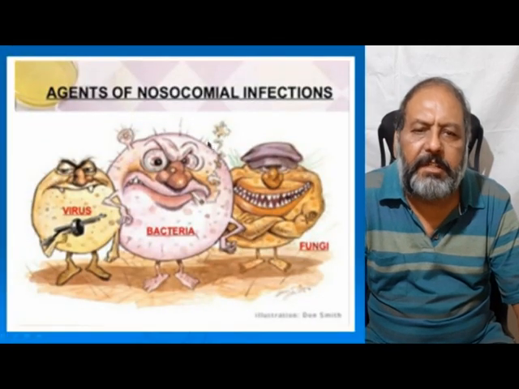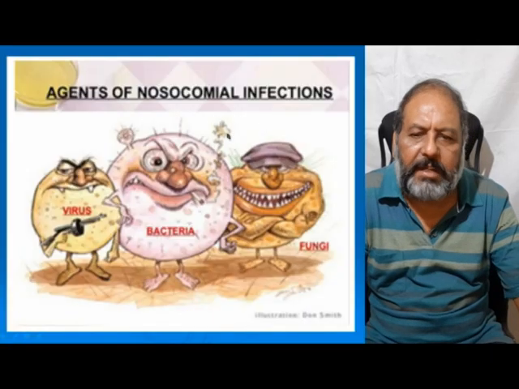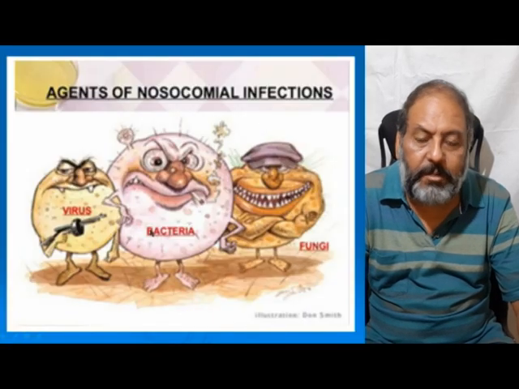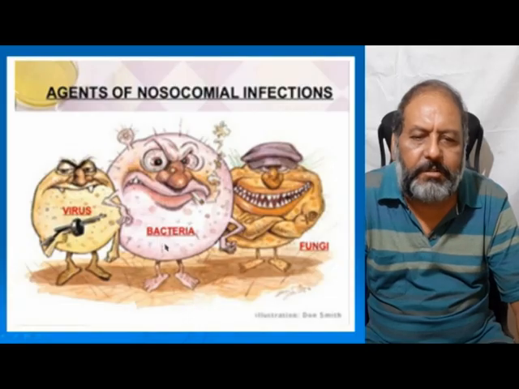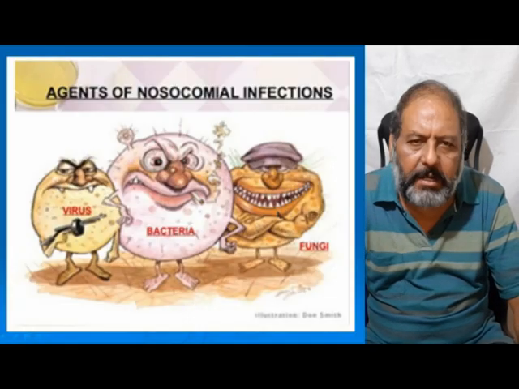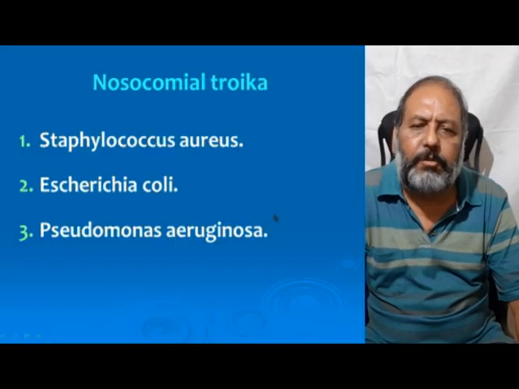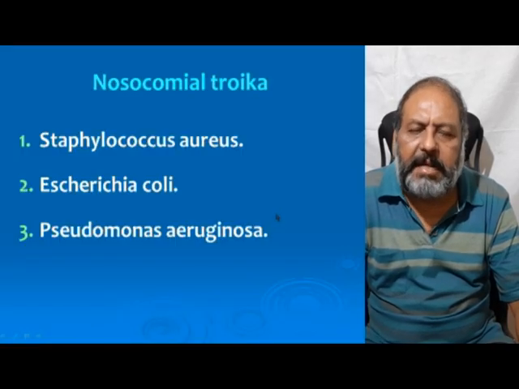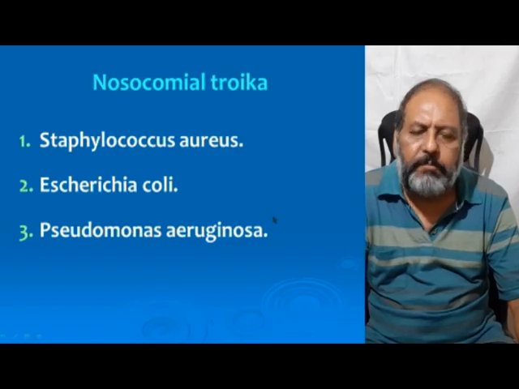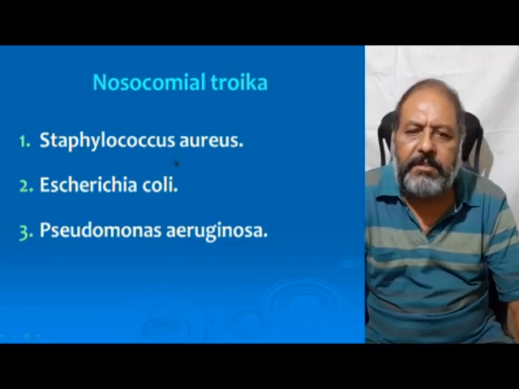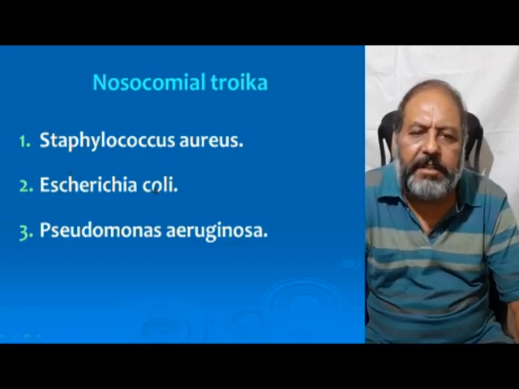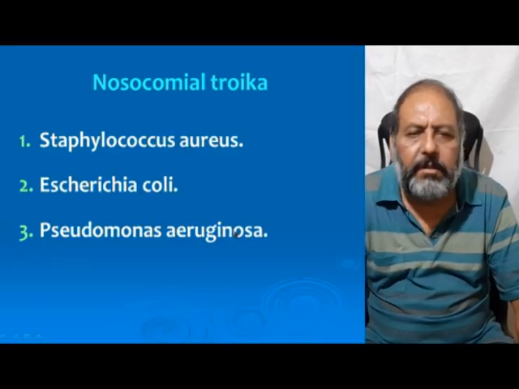Now, here one can see the agents of nosocomial infection look very virulent. These are the viruses, bacteria, and fungi. Now, the organisms mostly responsible for most of the infections are Staphylococcus aureus, Escherichia coli, and Pseudomonas aeruginosa.